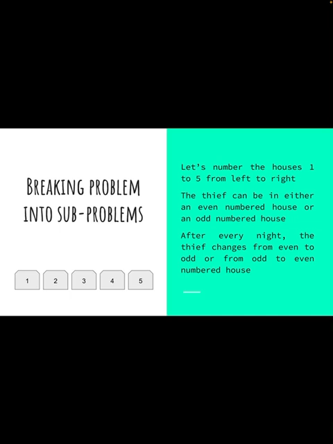And another point that we observe here is that whenever the thief moves to an adjacent house, he is moving from an even numbered house to an odd numbered house, or from an odd numbered house to an even numbered house. So if he's at 1, he would move to 2, so it changes from odd to even. But if he's at 2, he can move either to 1 or 3. Both the cases are odd, right? So let's use that to solve the problem.